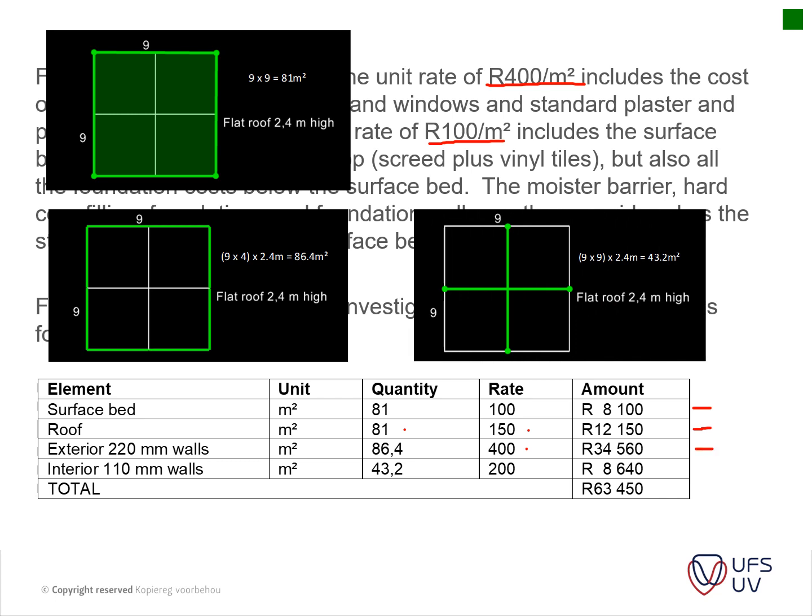And thus we're just left with our interior walls, which we calculate at 43.2 square meters times our rate of 200 Rand per square meter. We thus just add all our elements to get our total construction cost of 63,450 Rand.